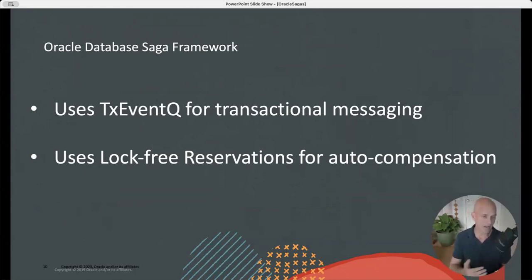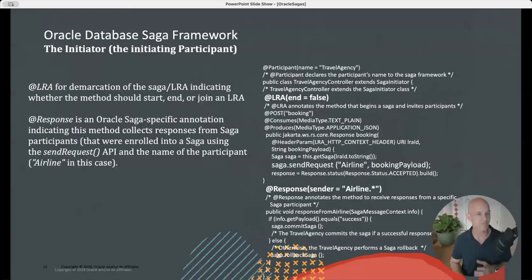And a third being that it conforms to the LRA standard. So you're using standard annotations, but I'll get into that a bit more on the next slides. But not just standards based, it goes beyond the spec to provide event-driven sagas using the transaction event queue and that transactional messaging I mentioned, but also uses the lock-free reservations for auto compensation. Okay, so very strong Saga coordinator.